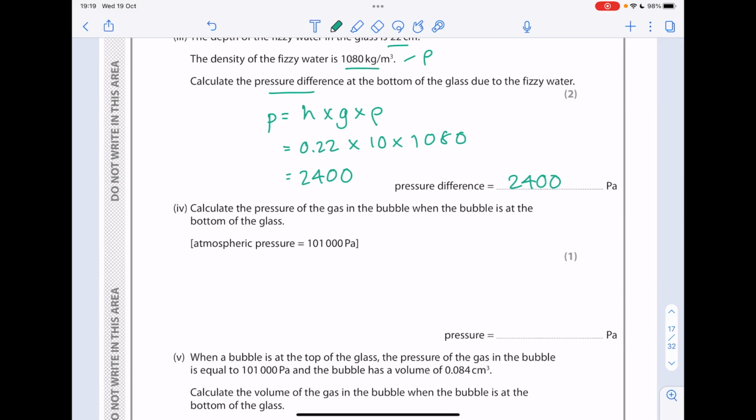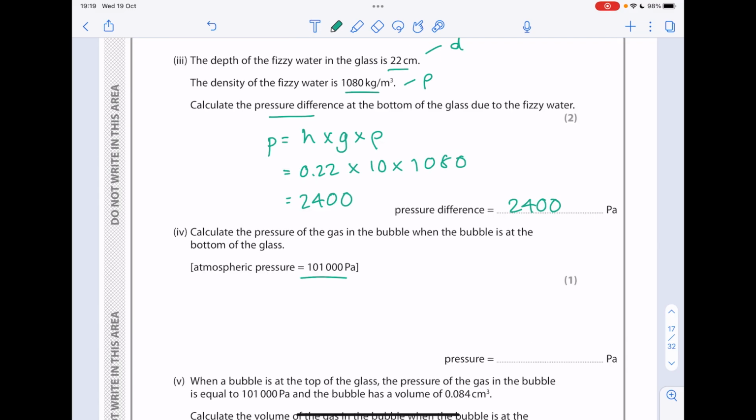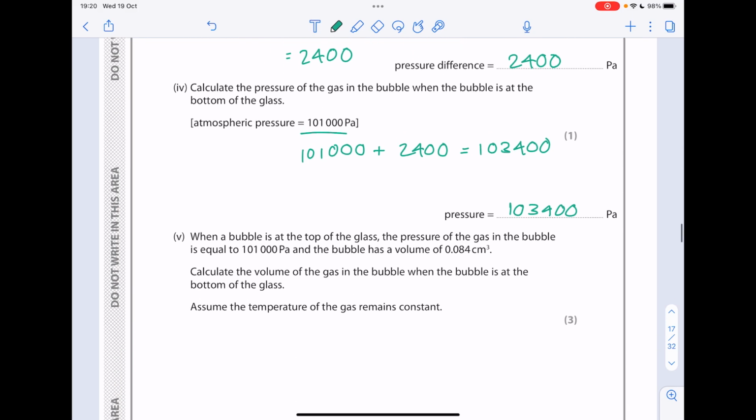Calculate the pressure of the gas in the bubble when the bubble is at the bottom of the glass. Here's your atmospheric pressure. So we know the pressure due to the fizzy water is 2,400. Effectively, we want the total pressure. So you want to add those two numbers together. So your value here is this, 103,400.